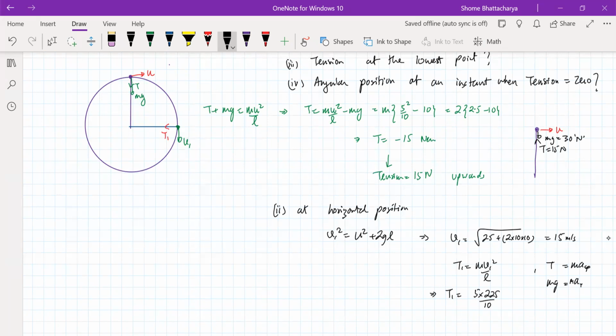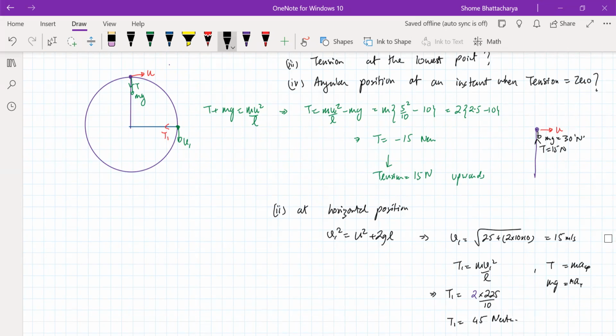So that's 225 by 2, or 102.5 newtons. Oh, sorry, the mass is 2 kgs. So then it is 225 by 5. So the tension is becoming how much now? 45 newtons.